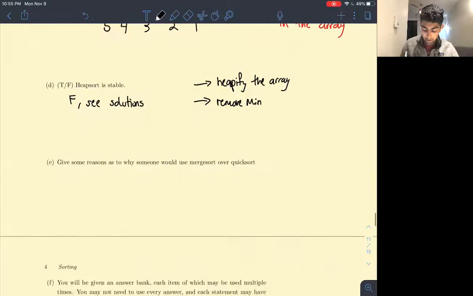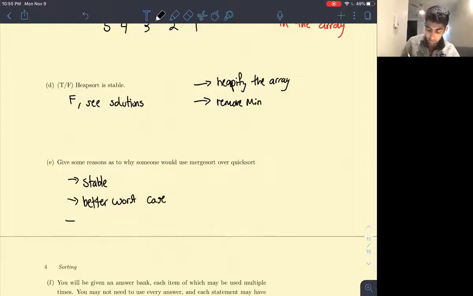Okay, so give some reasons as to why someone would use merge sort over quicksort. This is a good question. The couple pros merge sort has, I'm just going to go through this one quickly because it's in the solutions, is that it is stable. It also has a better worst case. And since it's stable, it also implies that it's good for objects.